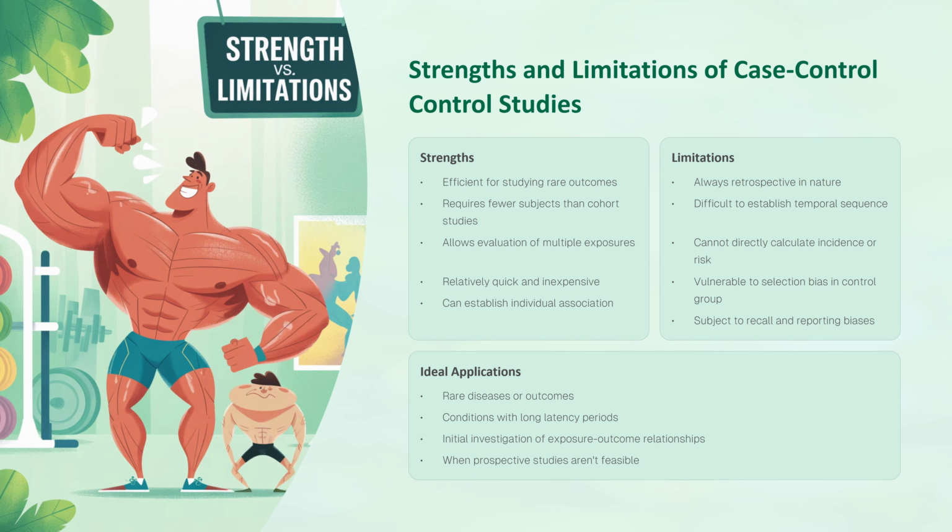Now, what are some strengths and limitations of case control studies and where they're useful? The strengths certainly are they're efficient for identifying the outcomes, because if you can't identify the outcomes, you can't even start the study. They require fewer subjects than cohort studies, which we'll talk about next. They allow evaluation of multiple exposures, because you can go back in time and pick out as many exposures as you want. They're relatively quick and inexpensive because you don't have to follow them prospectively.